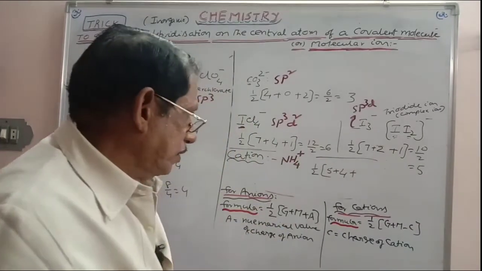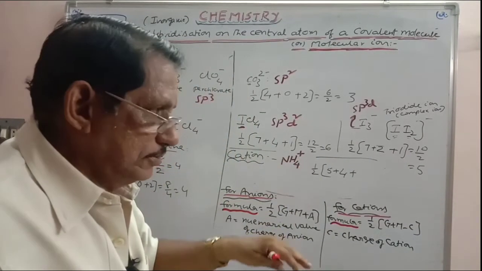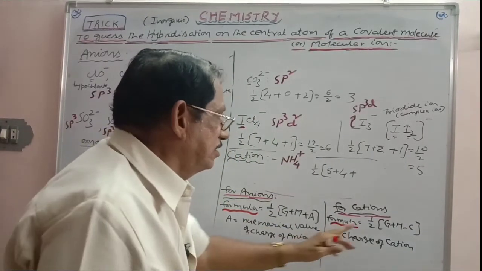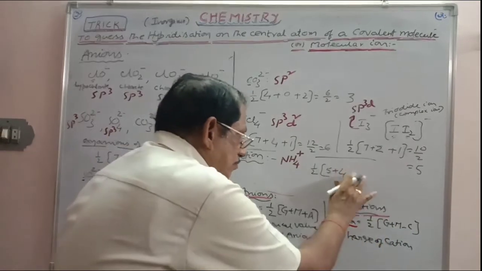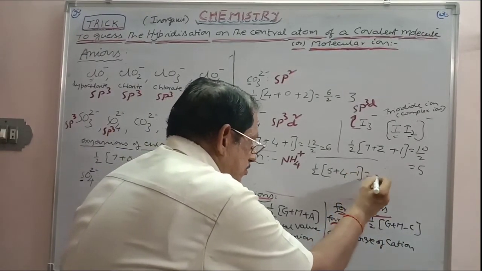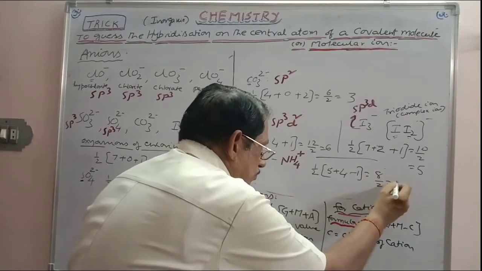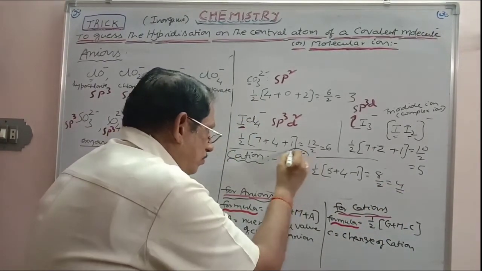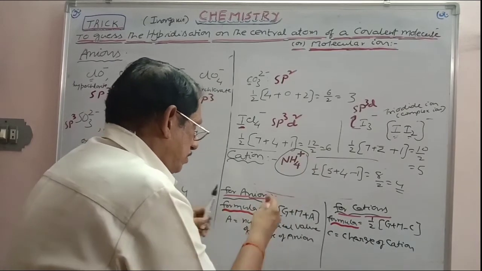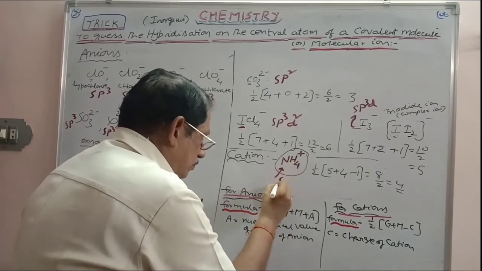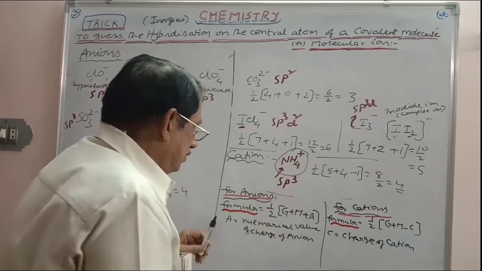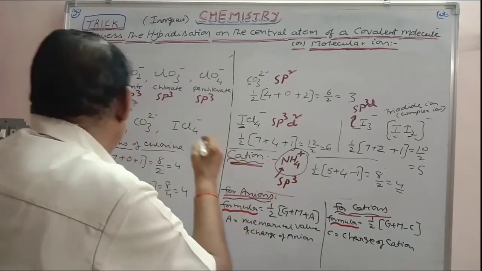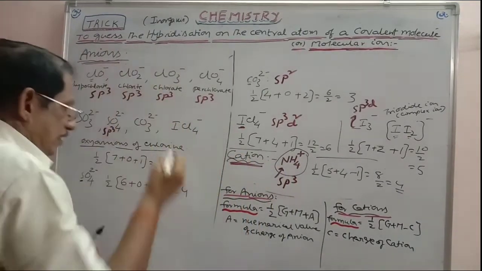Plus, the +1 charge. +1 charge means minus C. The charge of the cation is to be subtracted. -1. This is equal to 8 by 2 is equal to 4. 4 means what is the hybridization on this ammonium ion? The hybridization on nitrogen here is equal to sp3. In this way, for cations also you can take, for anions also you can take.